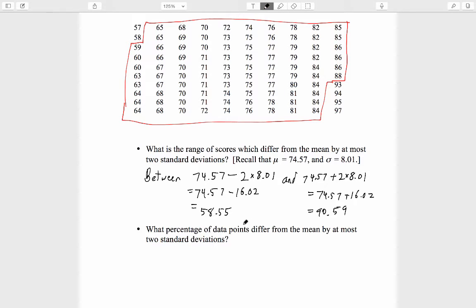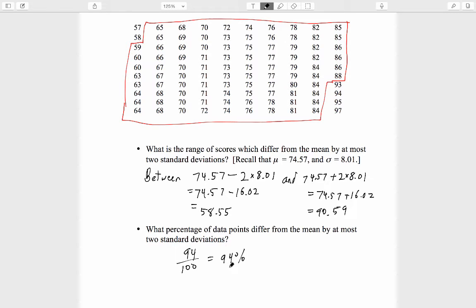What percentage of data points fit this description? What percentage of data points differ from the mean by at most 2 standard deviations? All but 6 of them. That means 94 out of 100, which is 94% of them.